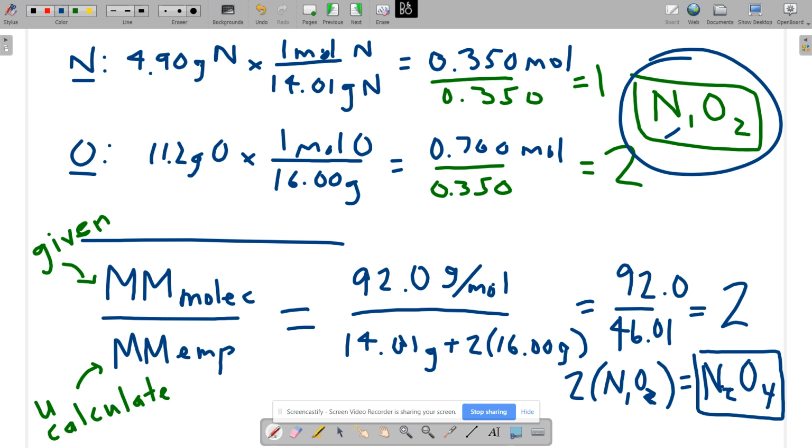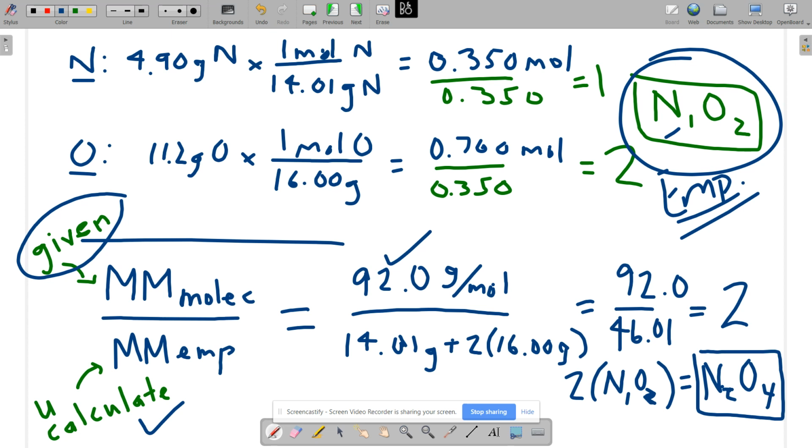Yes? Good? Easy? All right, so then how do we go from the empirical to the molecular? Well, it's always given, they gave us the molar mass of the molecular, which was 92.0 grams per mole. And then we divide it by the molar mass of the empirical, which we calculate. So we took 1 nitrogen, which is 14.01 grams, and 2 oxygens, which is 2 times 16, added that up, and it came out to 46.01. So then we compare those numbers. So the empirical formula went into the molecular formula twice.